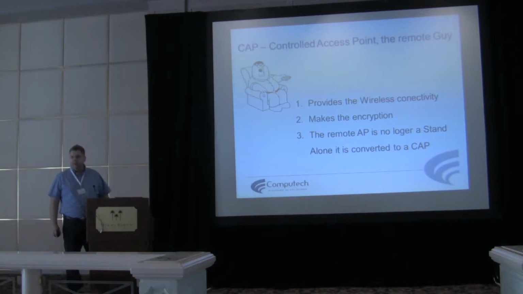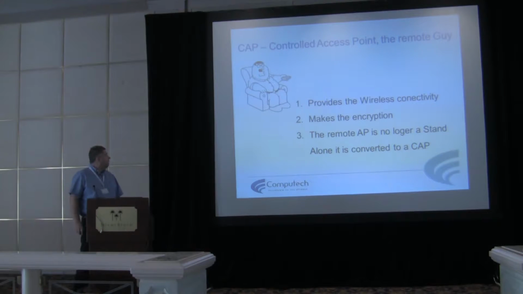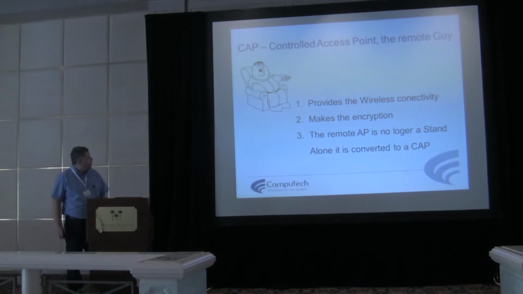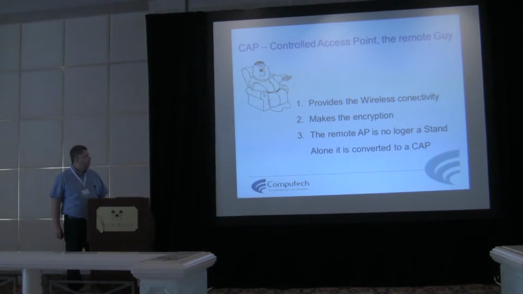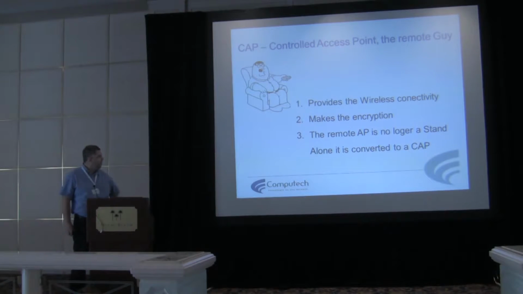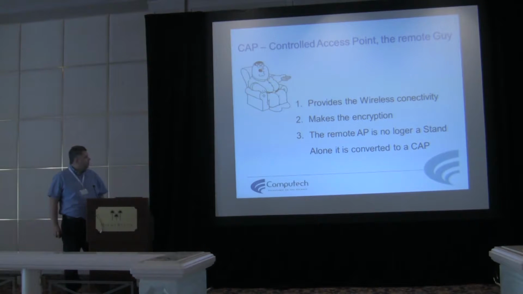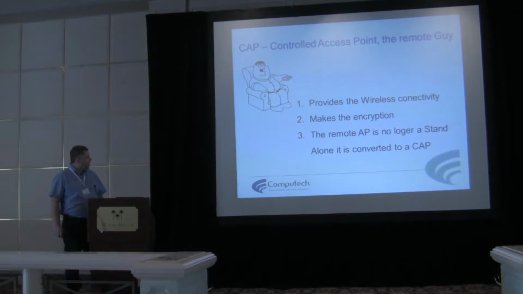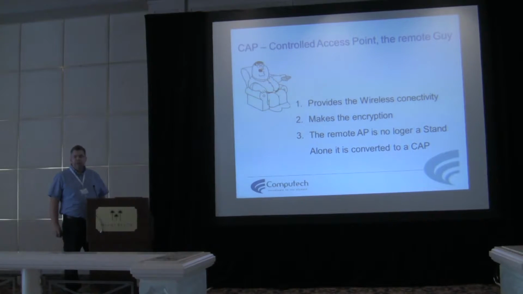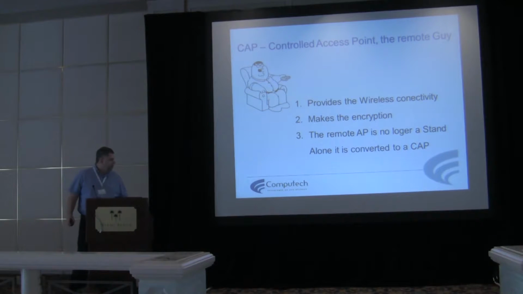Let's look at the other side of the system. It's called CAP, the control access point. It is the remote guy, the access point at the end of the line. It provides the wireless connectivity, it does the encryption. The remote AP is no longer a standalone AP, but is converted to a CAP and connected to the CAPSMAN at a central point.